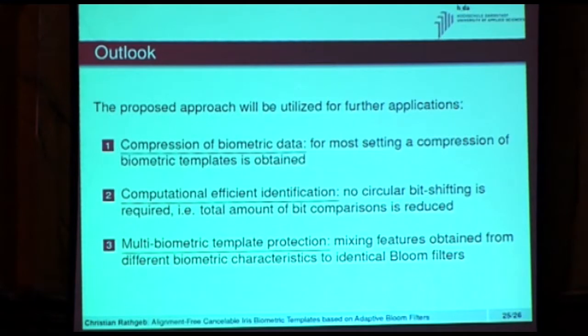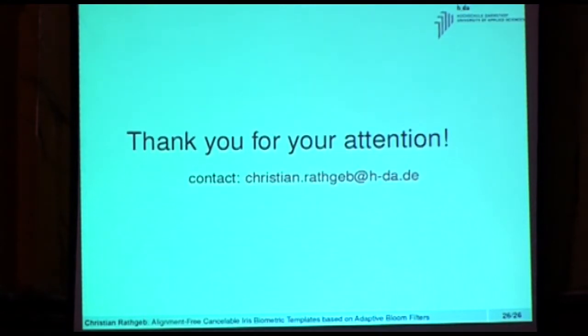For most configurations of the scheme for word sizes and block sizes, we achieve a compression of biometric data. So biometric data compression would be one application. Since we do not have to perform the circular bit shifting when comparing iris codes, we can also do a computationally efficient identification for protected templates. We could also use the scheme for multi-biometric template protection, such that the Bloom filter would be some sort of container in which different features extracted from different biometric characteristics could be mapped. So this is the end of my talk. Thank you for your attention.